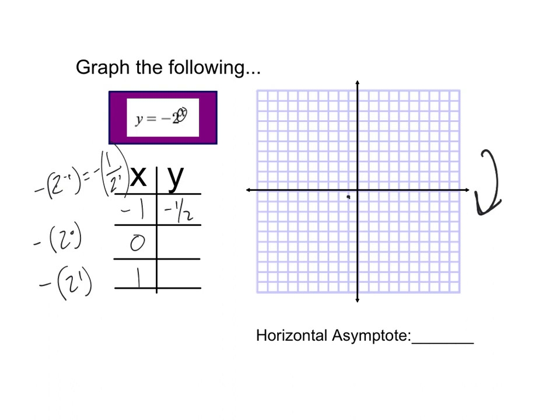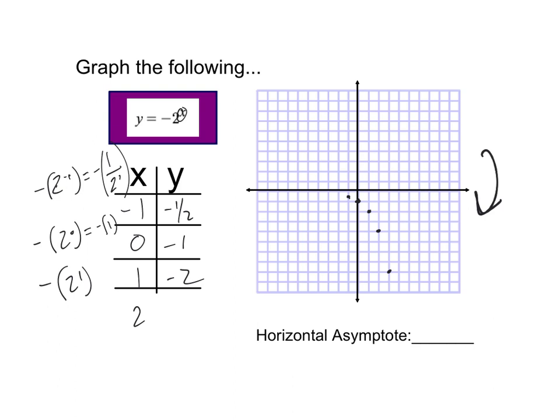0, well, that'd be a negative 1. So that's a negative 1. And 2 to the 1 is 2, and then make that a negative. That's a negative 2. So we've got 0, negative 1, and 1, negative 2. If we were to put a 2 there, 2 squared, and then make that a negative, that'd be negative 4. If we put a 3, 2 to the third is 8, and make it a negative, so that'd be a negative 8.